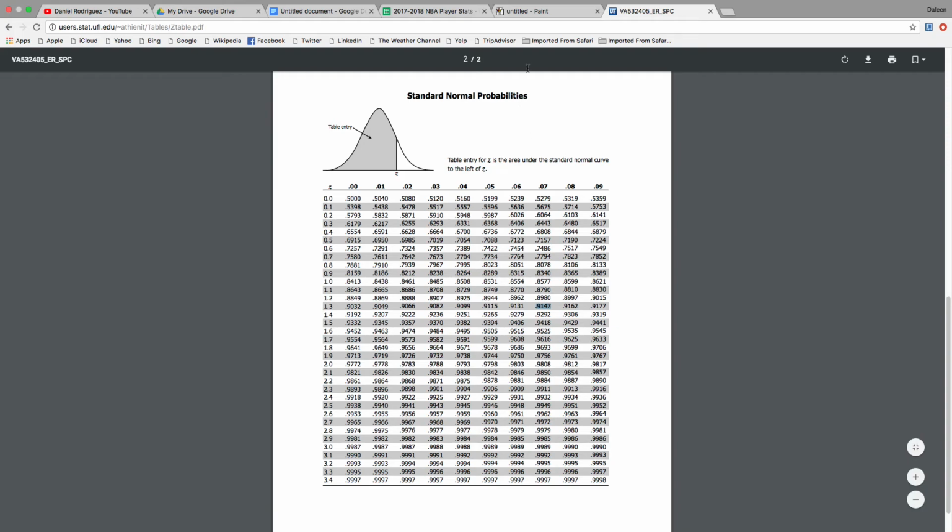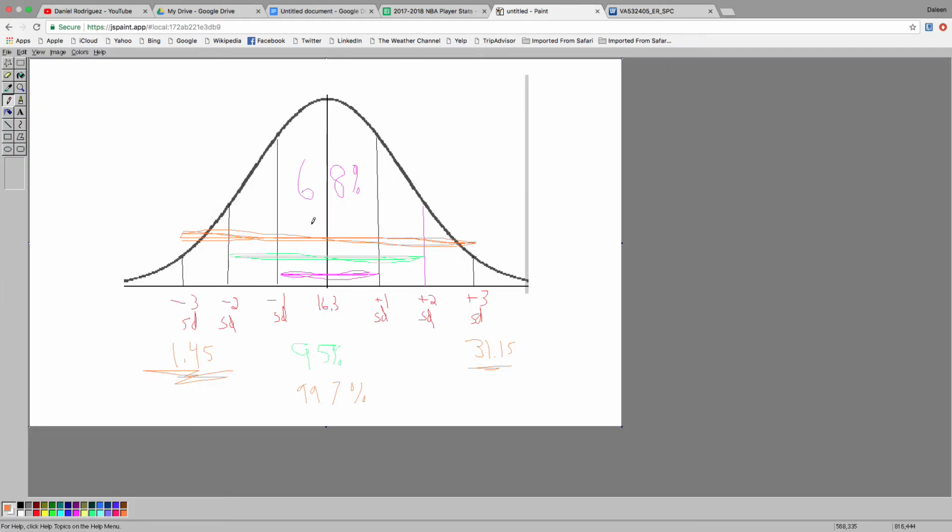The number says 0.9147. So if I go to Paint and I want to draw this, Victor Oladipo is this green line, and he is 1.37 standard deviations above. So what I'm saying is that this green shaded area, all of this, what's less than him, is the number that I got from that table. So 0.9147, that's the same as saying 91.47%. So 91.47% of players should score less than Victor Oladipo.